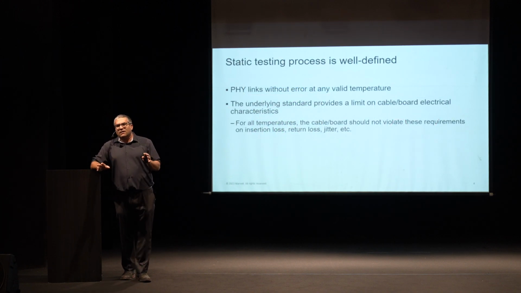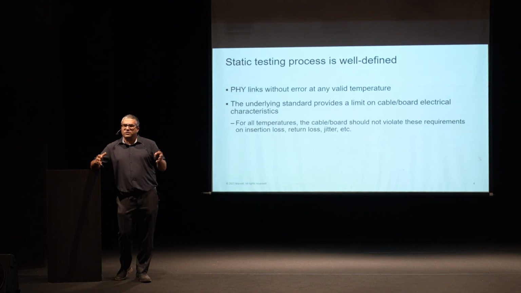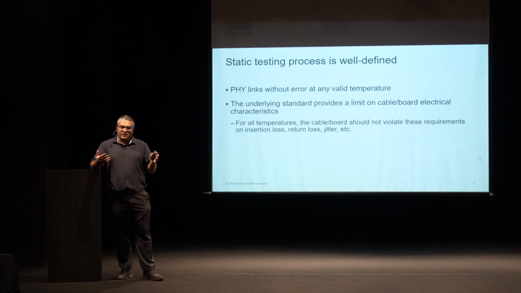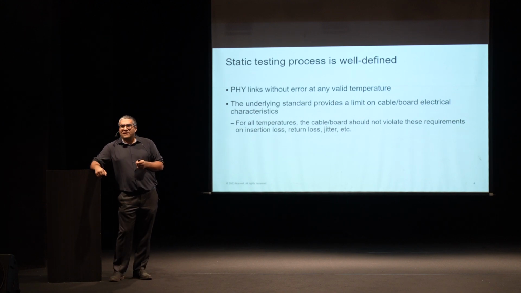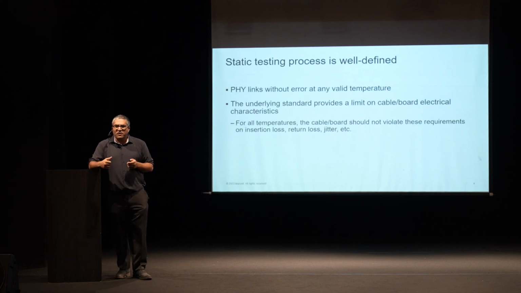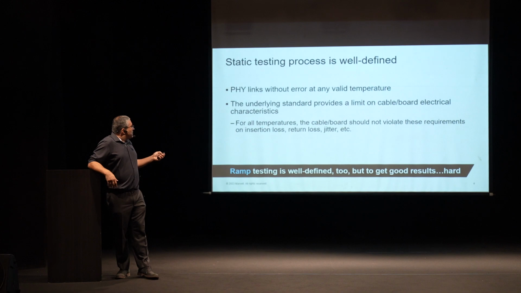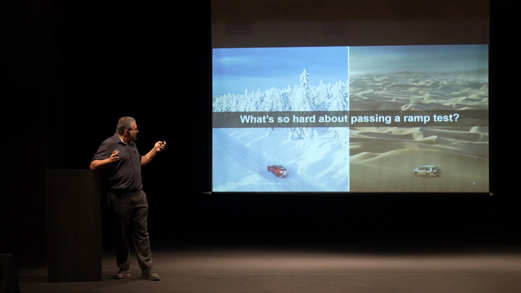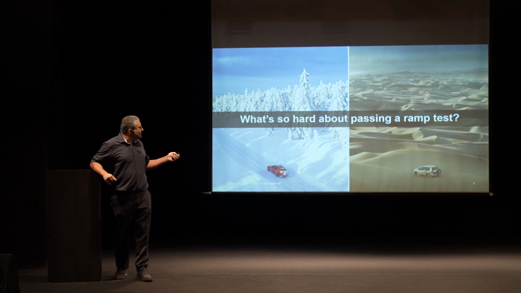Looking at these tests, they are well-defined in terms of doing. In the static test, for example, you put things in the oven and say, okay, if my cable is following the characteristic that the standard explains, I should be fine. So very clear objective, very clear setting. In the temperature ramp, things are not that easy, and I hope to communicate why it's not easy. Doing the temperature ramp is easy, but getting a good result is hard, and I want to explain why.